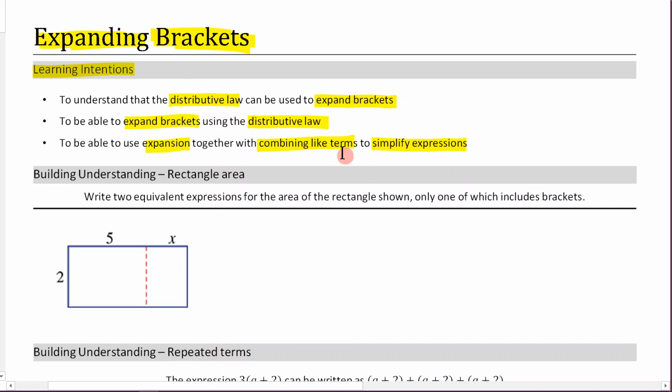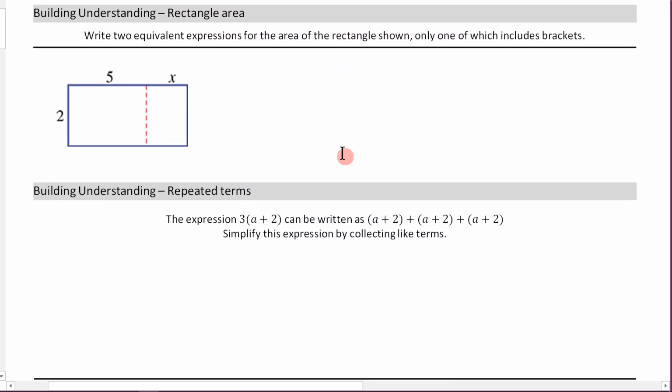Now, before we launch into learning about the distributive law, I want to go through a little bit of an introductory activity. So we're going to build our understanding by investigating rectangle areas. This question says, write two equivalent expressions for the area of the rectangle shown, only one of which includes brackets. So that means we're going to be creating two expressions that represent the area of this rectangle, and only one of those expressions is going to include brackets.